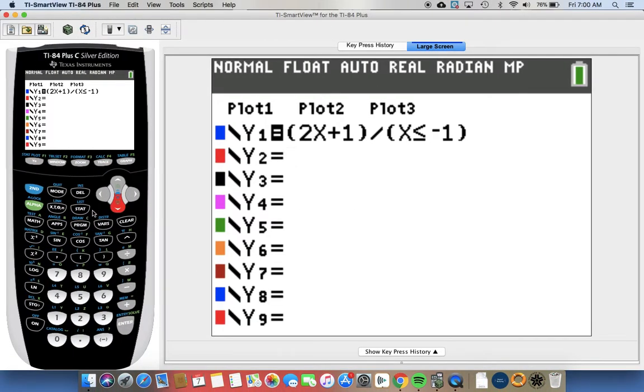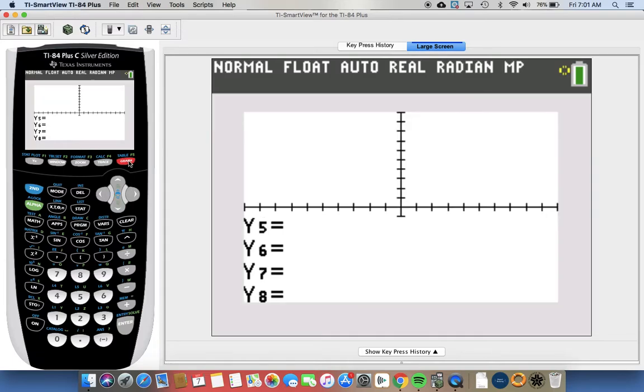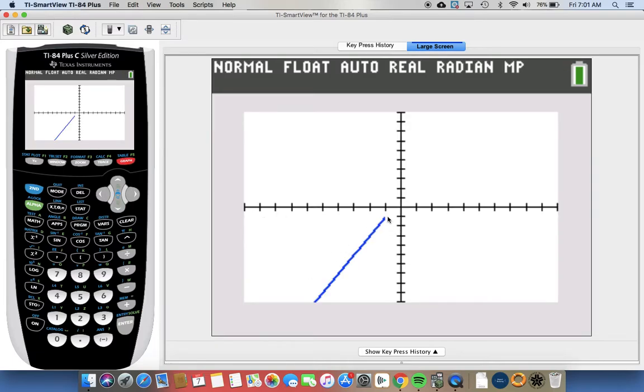So, let's look at how you would use a graphing calculator to do it. I've already got the first one typed in here with 2x plus 1, and our interval is x is less than or equal to negative 1. And notice how I've had to type those in. You've got to use parentheses, a division sign, and then put your interval. So when you graph it, here's what that first piece looks like.